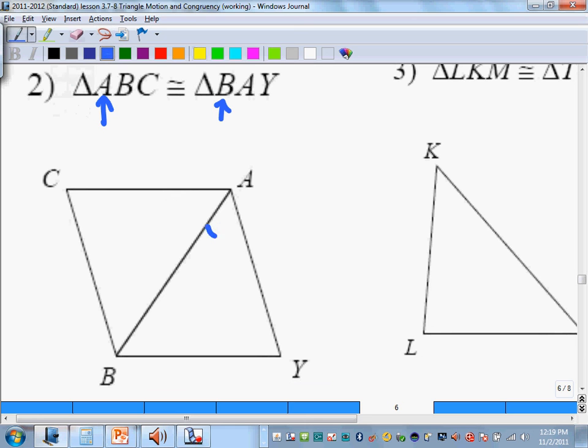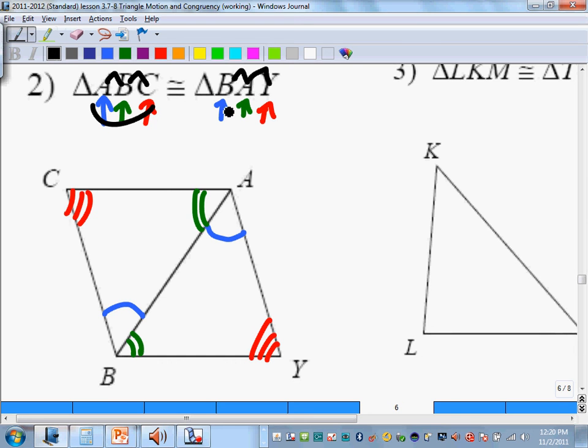Okay, so you're going to go here. That's A. That's B. It's one per each triangle. Then this says B to A, so it's the other B to the other A. Then it's C to Y. Like so, three different colors. Now we do eyebrow, smiley. Eyebrow, smiley.